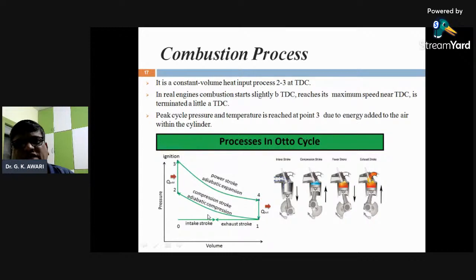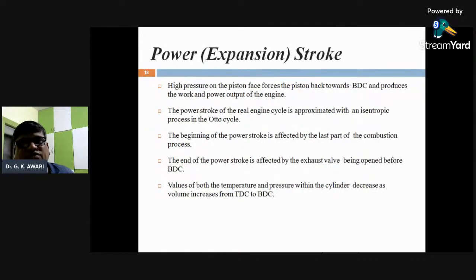So again here are the processes in the Otto cycle, you can see volume and pressure. Here is the intake stroke, then compression, adiabatic compression, then 2 to 3 heat addition at constant volume, then adiabatic expansion, which is the power stroke. At point 3 ignition is taking place, and this is the power stroke, adiabatic expansion, and then 4 to 1 is the exhaust stroke or blowdown. So these are the processes in the Otto cycle.